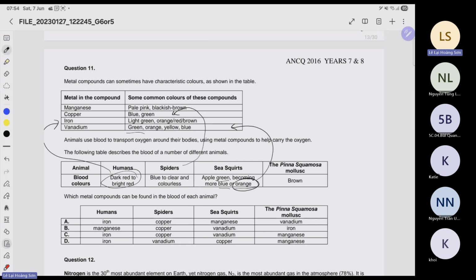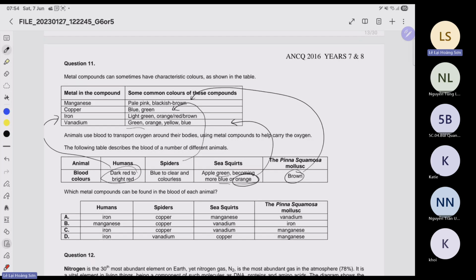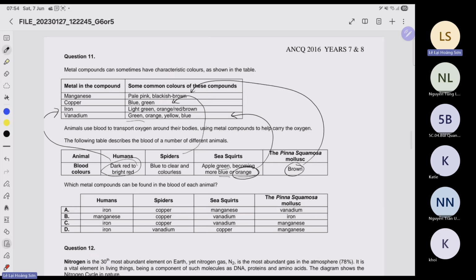You have to choose something that is brown, right? Which is the first one. I know that we can also have the color brown in the other option as well. However, we already associate that option with the other animals, so we do not duplicate it. All right, so question number 11 is going to be C: iron for human, copper for spiders, vanadium for sea turtles, and manganese for the mollusk.